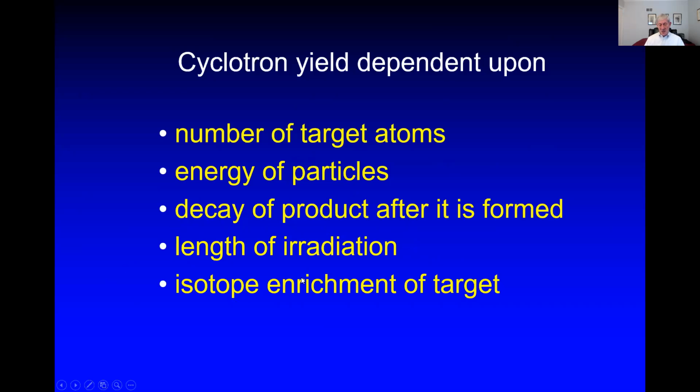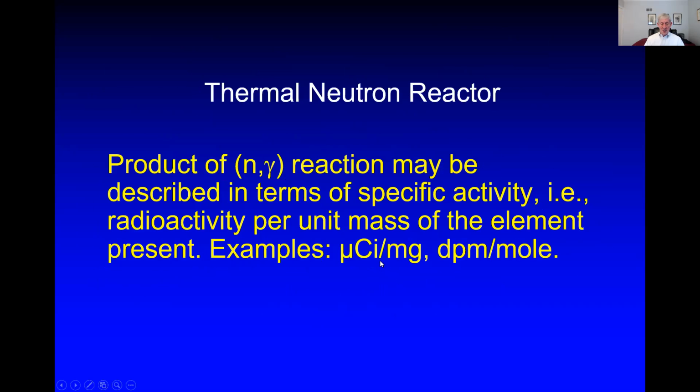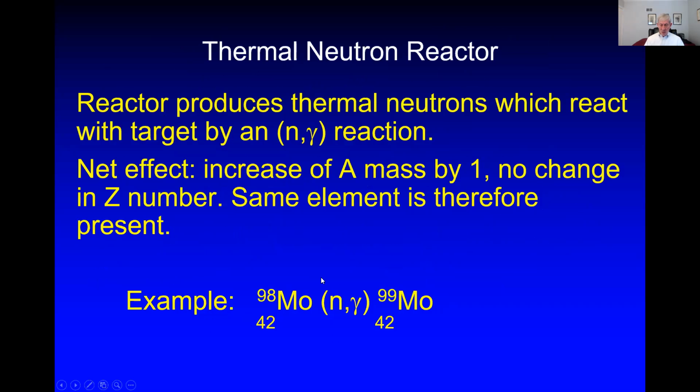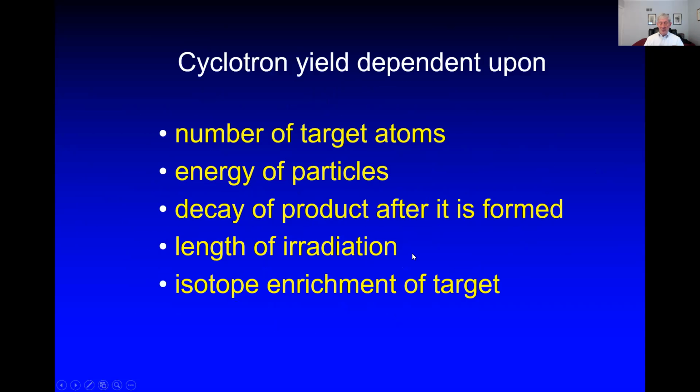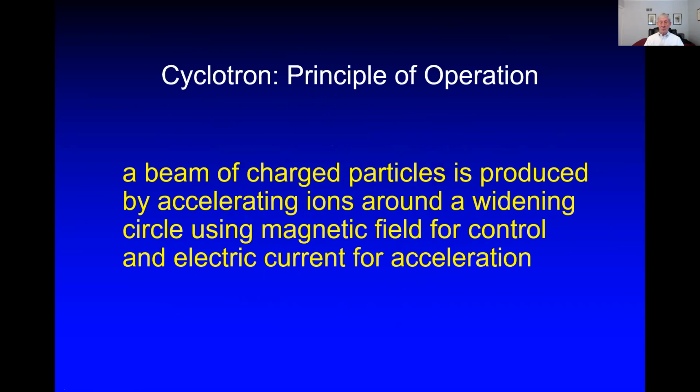And finally, and this is an important thing, isotope enrichment. Remember back here, I told you that we took soil, we enriched all the molybdenum so that we got only molybdenum 98. We got rid of molybdenum 97, 96, 95, 100, 101, 102. We've enriched it. That's called isotope enrichment. And that is what we have to do.